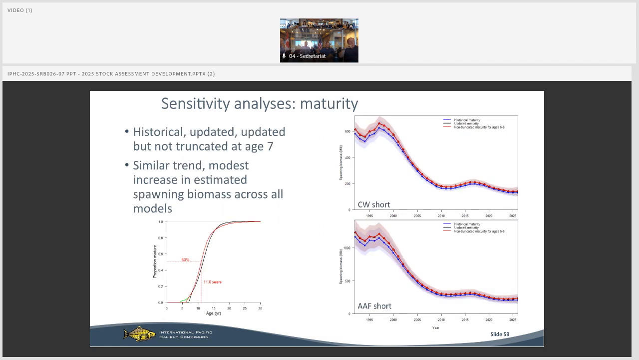So this is the sensitivity to maturity. And recall, we had three different cases. We had the historical maturity, which is blue. We had the updated maturity, which is black. And then here on top of the black is the non-truncated maturity.